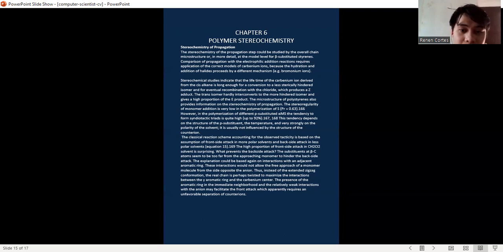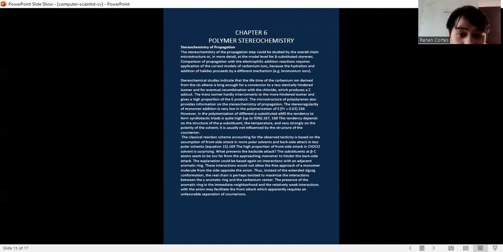Stereochemical studies indicate that the lifetime of the carbonium ion derived from the alkene is long enough for a conversion to a less sterically hindered isomer and for eventual recombination with the fluoride, which produces a Z product.